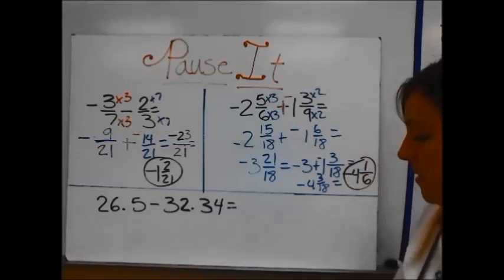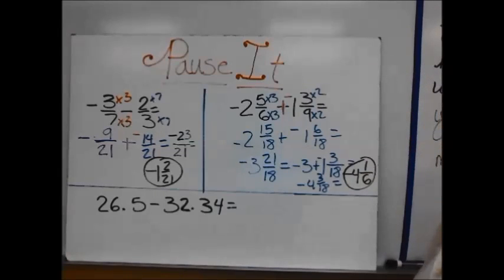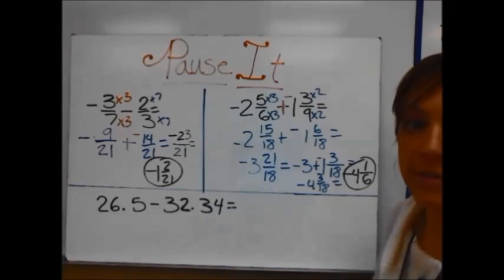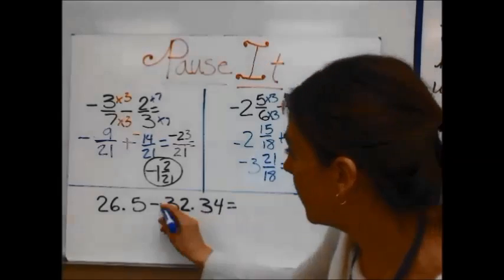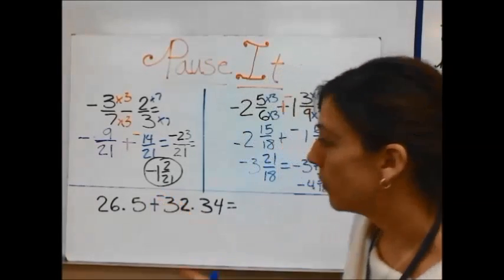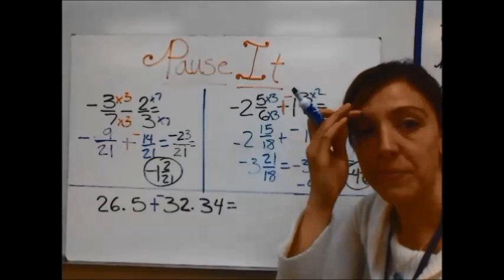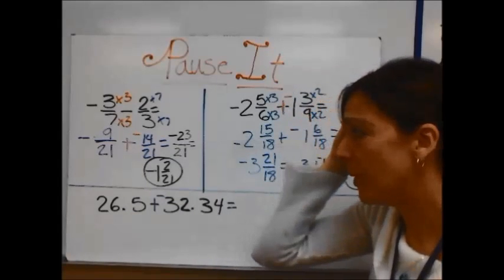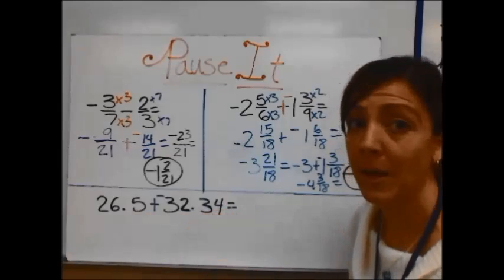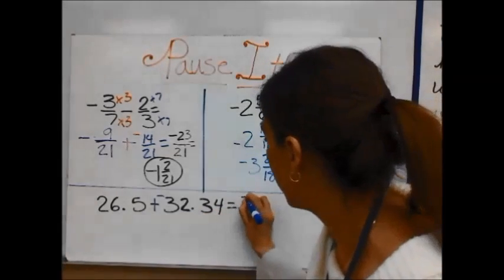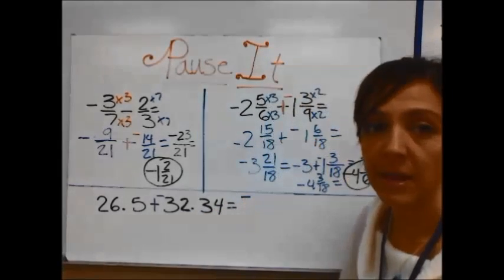Last one. 26 5/10 minus 32 34/100. Again, I'm going to say switch, which gives me a negative and a positive number. And I'm going to ask, which one has more? Is there more negativity or positivity? There's definitely more negativity. I know my answer is going to come out to be a negative. I'm going to go ahead and put the negative sign over here to the side.